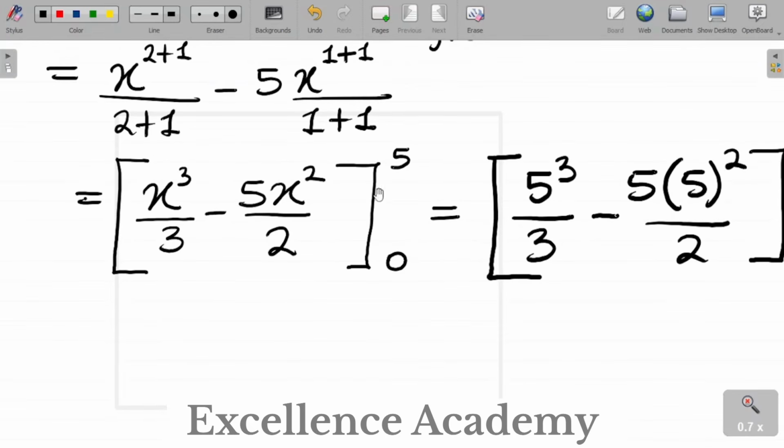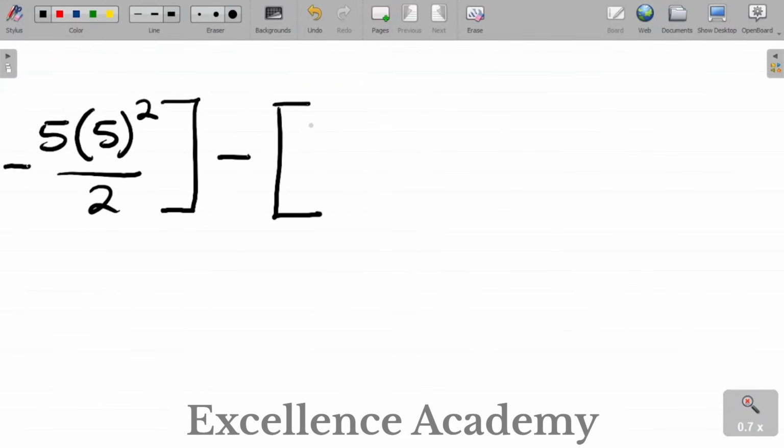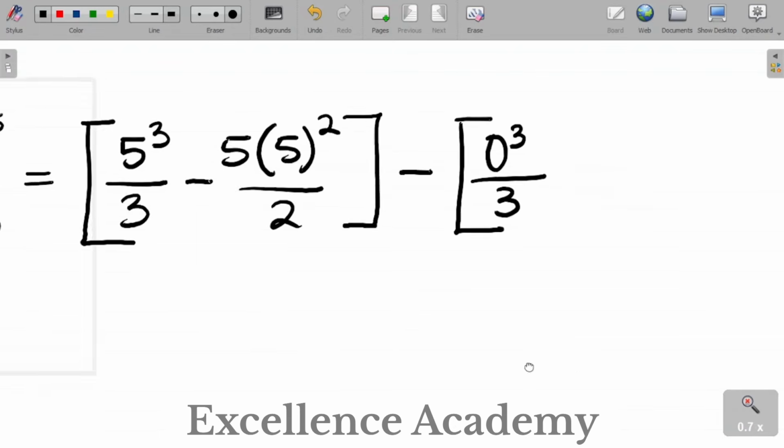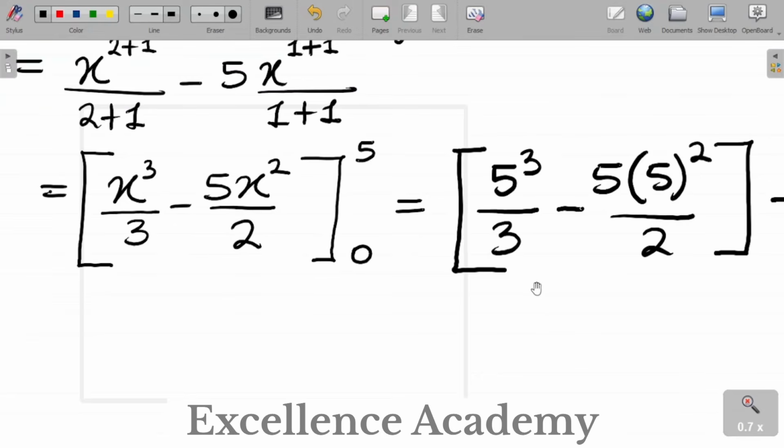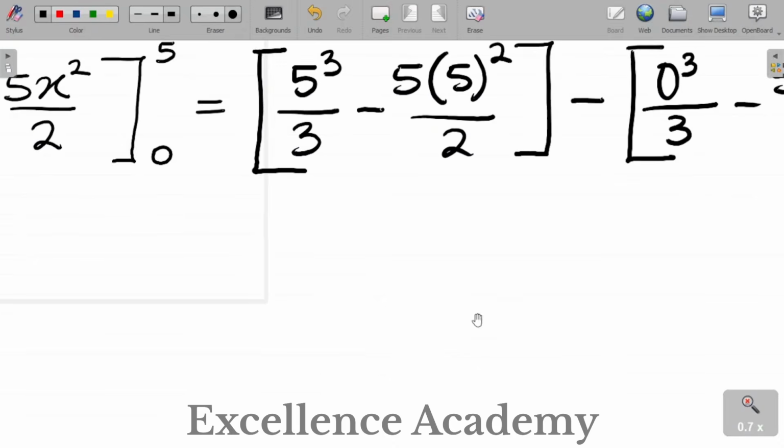So the task is simple. Substitute the value of x here as 5, then subtract, that's minus, do the same thing, substituting the value of x as 0. So this becomes 0 cubed over 3, minus 5 into x squared, x is 0 squared, all over 2. So you have this. Okay, let's get this done.